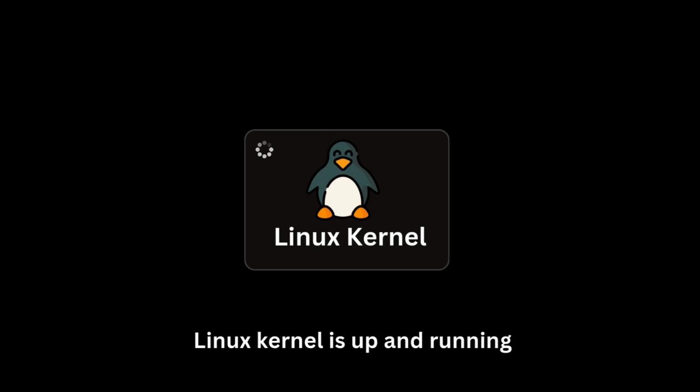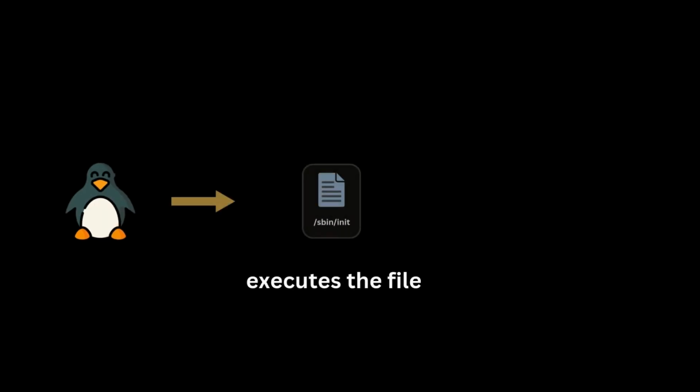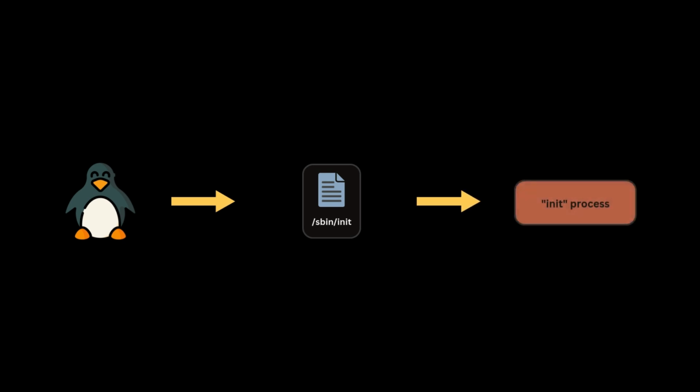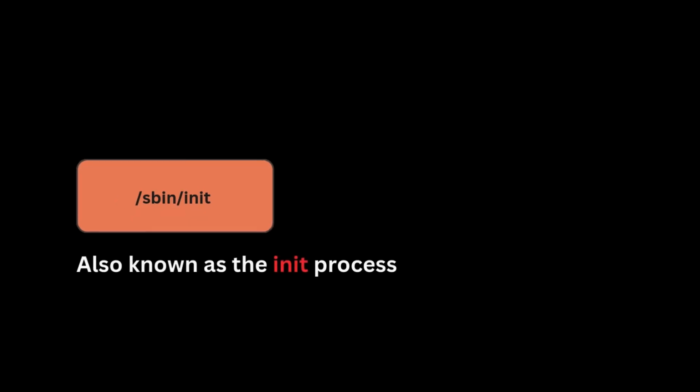Once the Linux kernel is up and running, it executes the file /sbin/init, which creates the first process in the system, known as process ID, PID 1. This process, also known as the init process, is the parent of all other processes. The /sbin/init process sets up the file system, starts other processes, and monitors them.